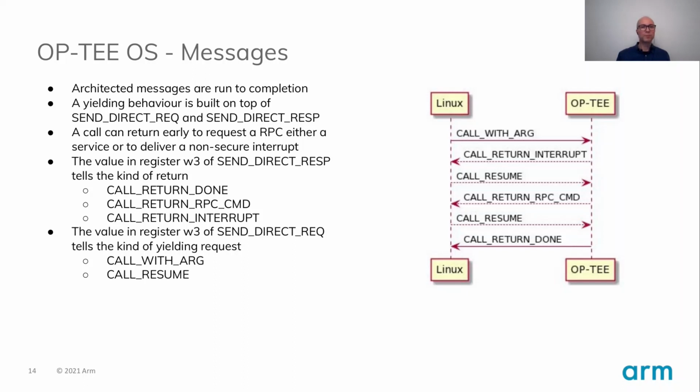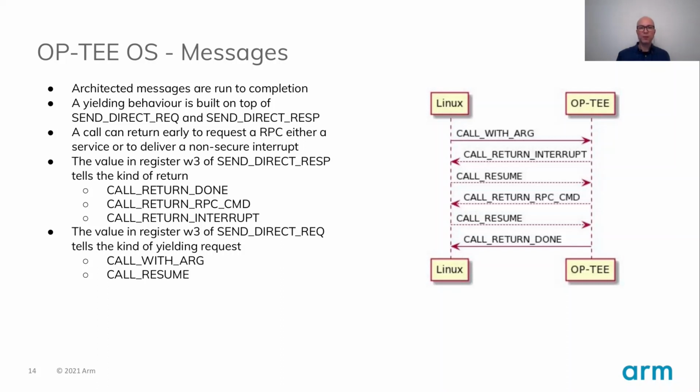OPTEE-OS messages. All the FFA messages received by OPTEE are run to completion, but a yielding behavior is built on top of 2 messages, send-direct-req and send-direct-resp, so that a request being processed by OPTEE can be temporarily saved before doing a send-direct-resp and later resumed by another send-direct-req.